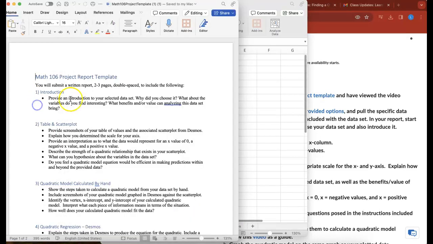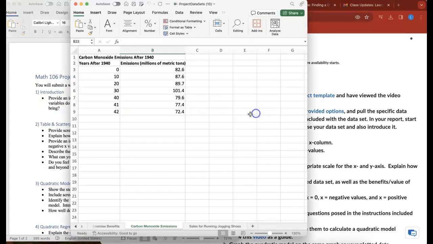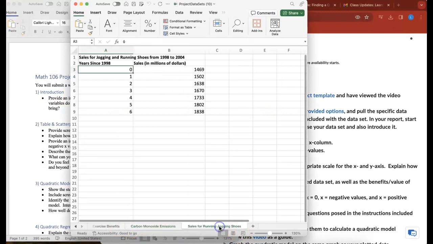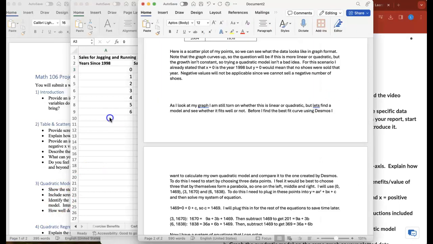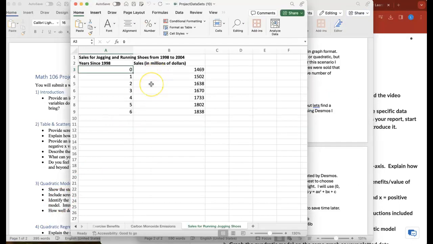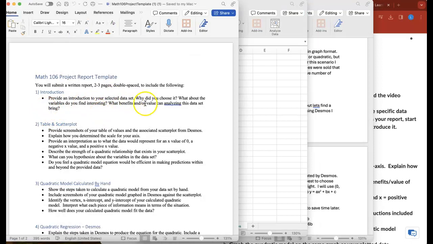So the first thing that this says, provide an introduction to your data set. So let's say that I really care about running shoes. So I've chosen that I like running. I enjoy running. I buy lots of running shoes. So this interests me just a little bit. Now, when it talks about in the introduction that you want to provide an introduction, why did you choose it? Yes, talk about how you like running and you find, I mean, there are tons of different running shoes out there, but how it is interesting to you, but also what are the benefits of analyzing this data?